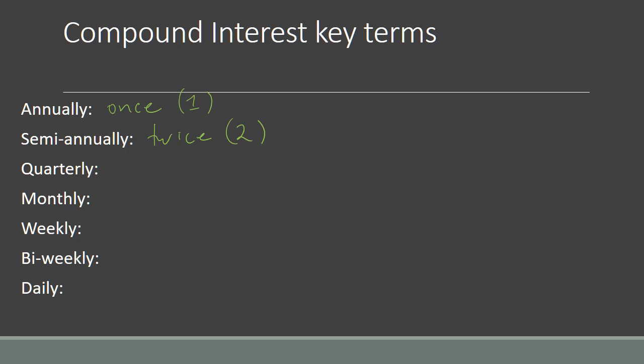Quarterly, I'm going to stop writing the words, they're kind of self-explanatory. Quarterly, you're paid every quarter. How many quarters are there in a year? 4. Monthly, that would be 12 times a year. Weekly, there are 52 weeks in a year, so that'd be 52. If you have a job, you're probably familiar with the term bi-weekly, which means you're paid every other week. How many every other weeks are there? Well, half of 52, which is 26. Daily, there are 365 days a year.